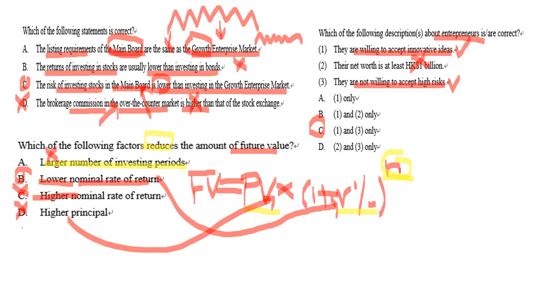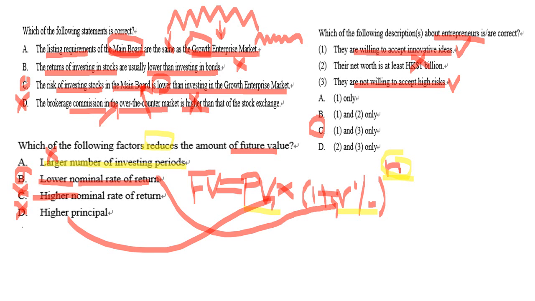Larger number of investment periods, that means n. So if n increases, of course, future value will increase. So larger number is wrong, okay? Lower nominal rate of return. This is the nominal rate of return. So lower return means lower future value. This is correct. Why is C incorrect? Higher nominal rate, of course, the opposite. Okay. Higher principal means higher future value. Of course, D is incorrect.